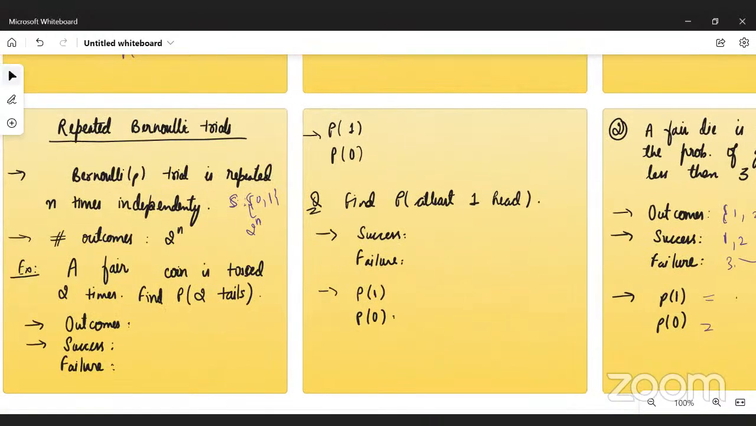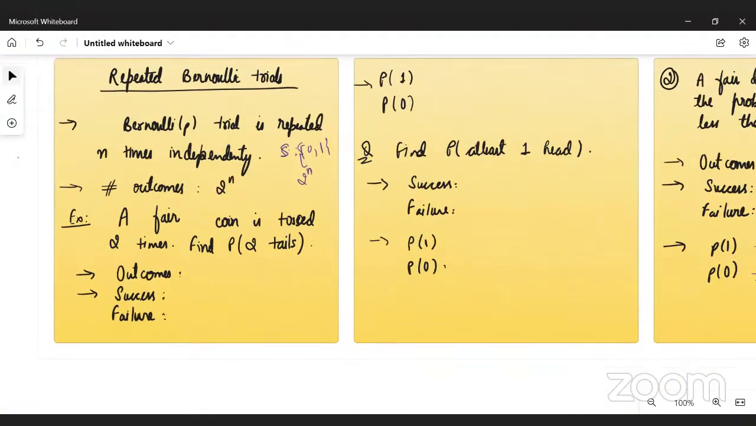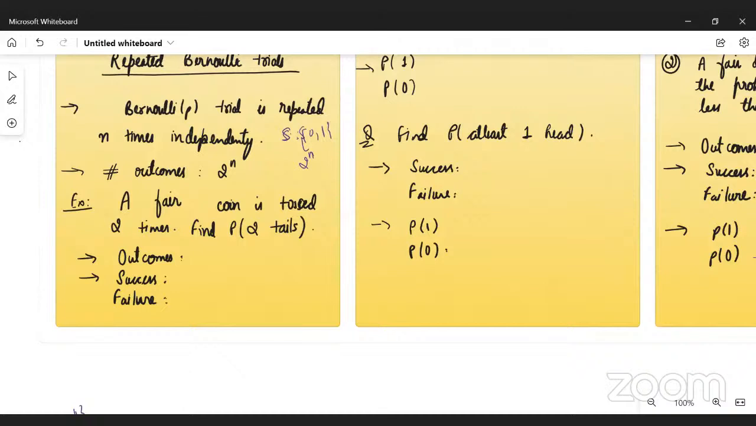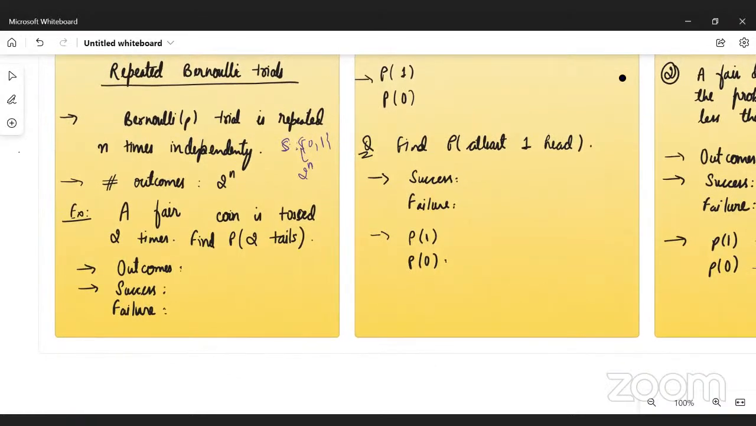So if I say, here it says a fair coin is tossed 2 times. Find the probability that 2 tails are there. What is the probability of occurrence of 2 tails? 1 by 4. So these are all very direct, right? You can easily find it.